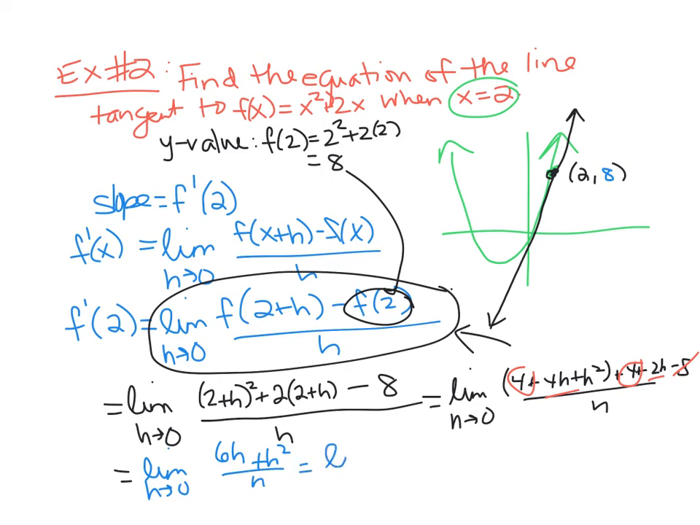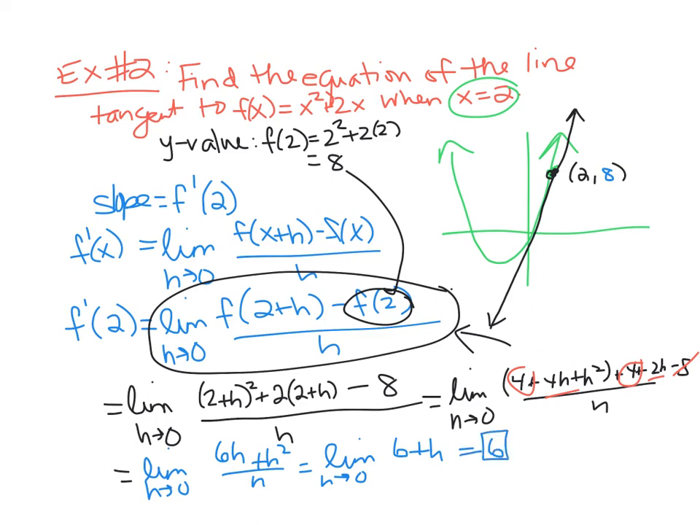Don't forget this next step. You do want to cancel out that h. You can either factor out an h and then cancel it, or you can just notice that both of these terms have an h, so we can cancel them there. So you end up getting the limit as h approaches 0 of 6 plus h. Now we can actually evaluate this. My answer for that is 6.